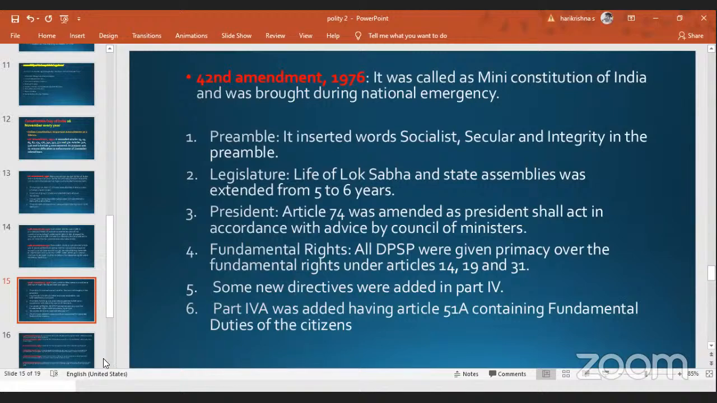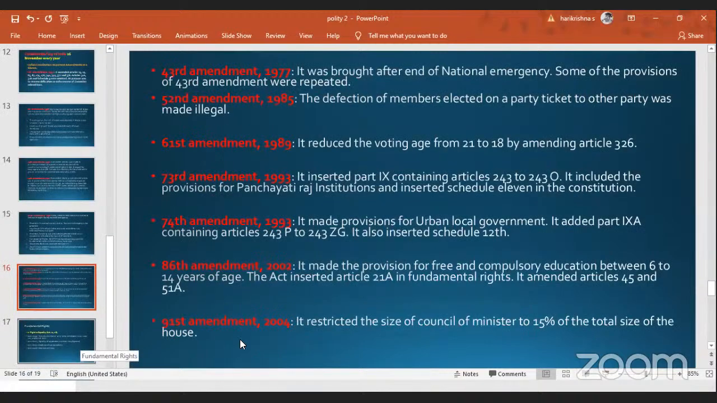Then here the rest of the amendments. So just to know the amendment and the year at least. Then the 43rd Amendment 1977. It was brought after the end of the national emergency. Some of the provisions of the 42nd Amendment were repealed. Then the 52nd Amendment, 1985. The defection of members elected on a party ticket from one party to another party was made illegal.